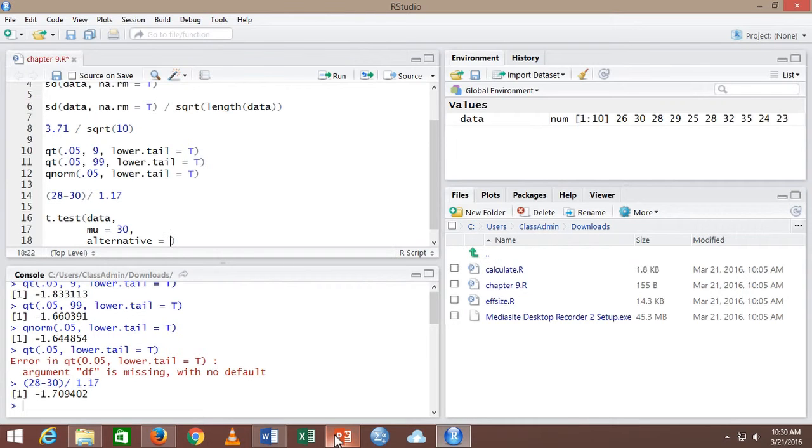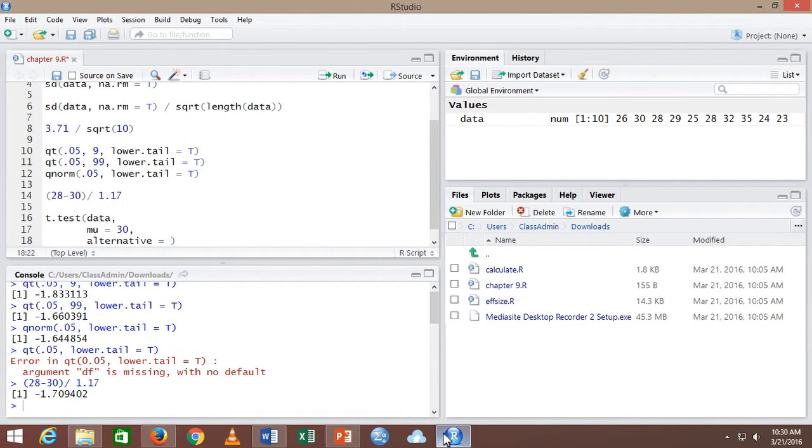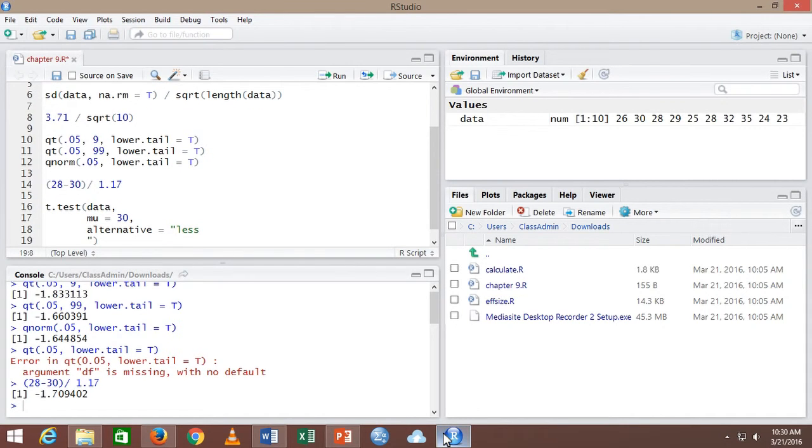Okay, and by alternative, what they mean is what's the research hypothesis. So your options are less, greater, or two-tailed, I think. Hold on, I wrote them down. Like this. So less, greater, or two-tailed. Don't put all three of them in there. You could, actually. It'll run 3 tests, but you don't want to do that. Pick one based on step 2. And for two-tailed, it's two dot tailed. So make sure you copy them the way they look here. We're going to go less.